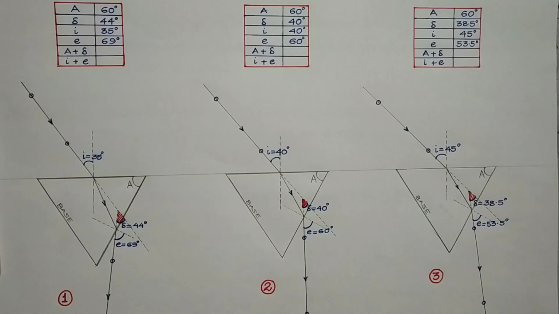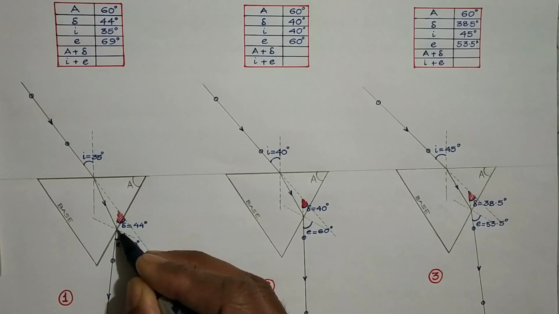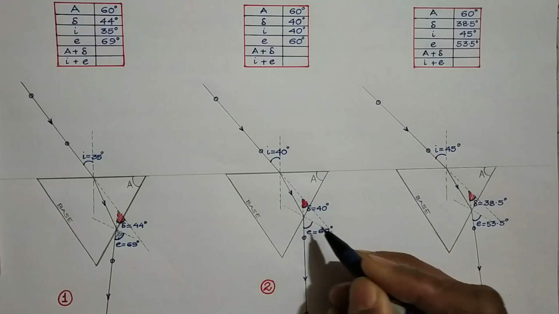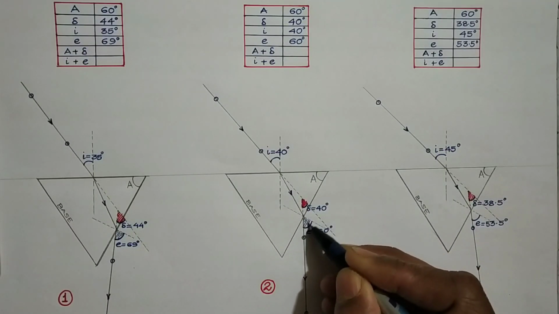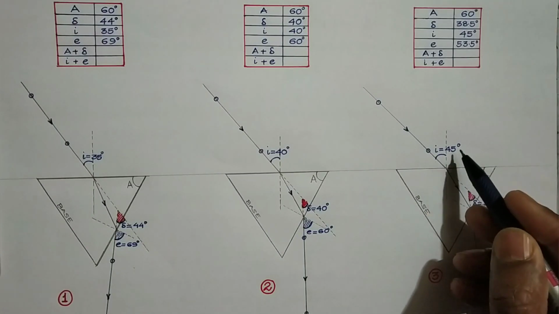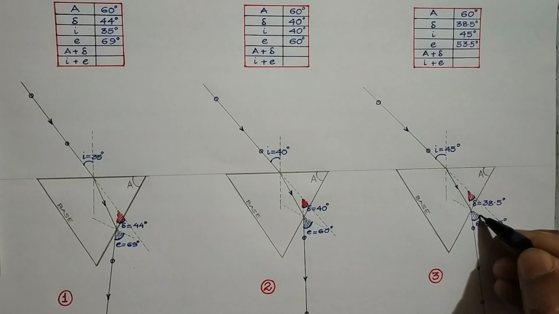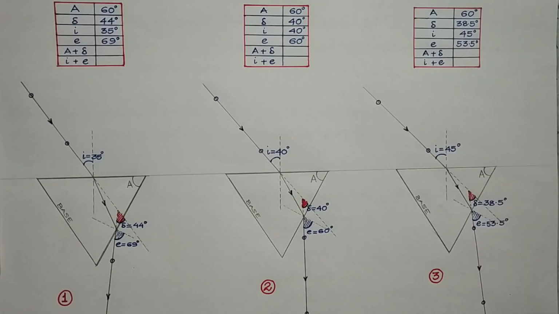Also, students, in all the cases, I have also measured the angle of emergence. Angle of emergence is the angle which this emergent ray makes with the normal. So here the angle of emergence is measured to be 69 degree. Here it is 60 degree. Corresponding to angle of incidence of 45 degree, the angle of emergence is obtained to be 53.5 degree.